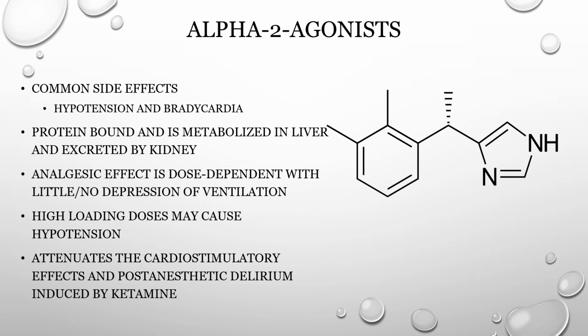Infusing dexmedetomidine results in a decrease in MAC for volatile anesthetic agents and has an opioid-sparing effect. The analgesic effect is dose-dependent with little or no depression of ventilation. Loading doses of dexmedetomidine to rapidly reach the desired therapeutic effect may cause hypotension and bradycardia. Dexmedetomidine attenuates the cardiostimulatory effects and post-anesthetic delirium induced by ketamine.